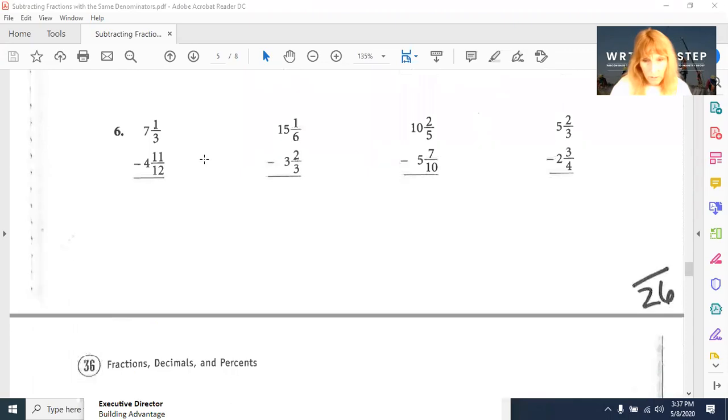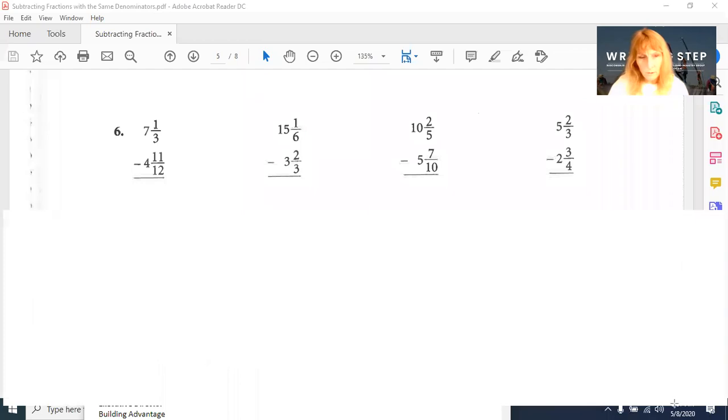Okay, let's try row 6 because now we have different denominators, right? So let's put a little box here. Take that away for us. Okay, so let's do the middle one right here. I see that my bottoms, my denominators, are not the same, so I have to get them the same first. Let's get them the same.